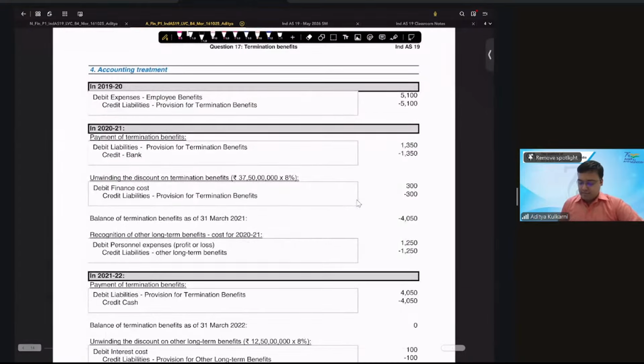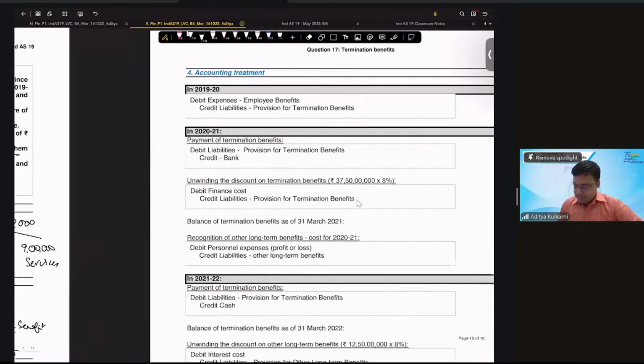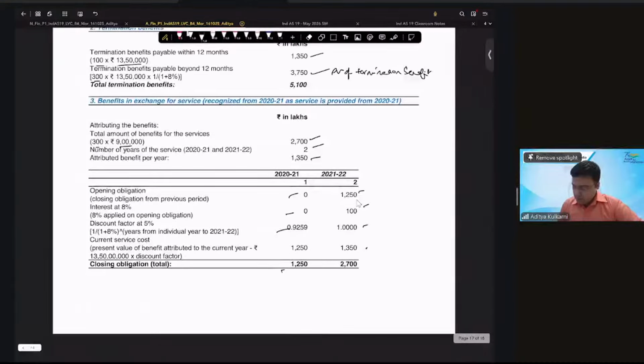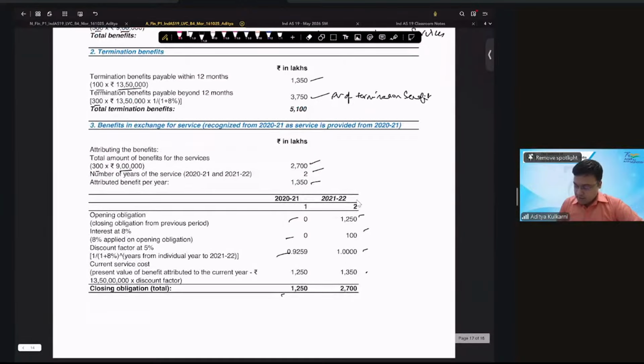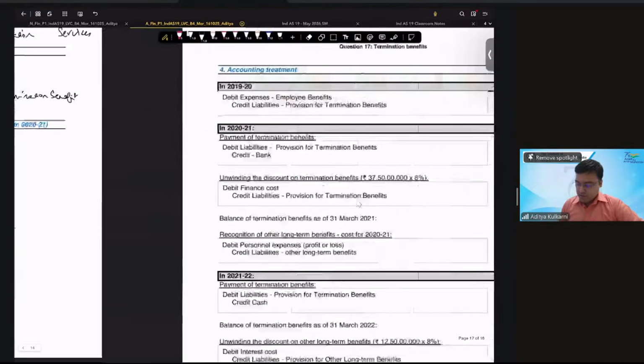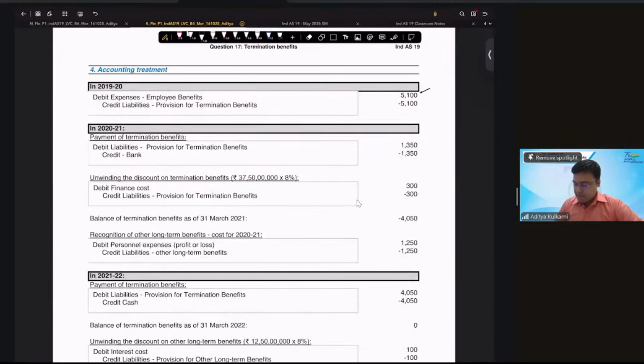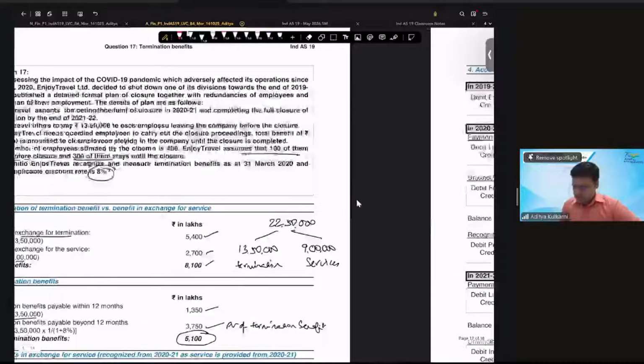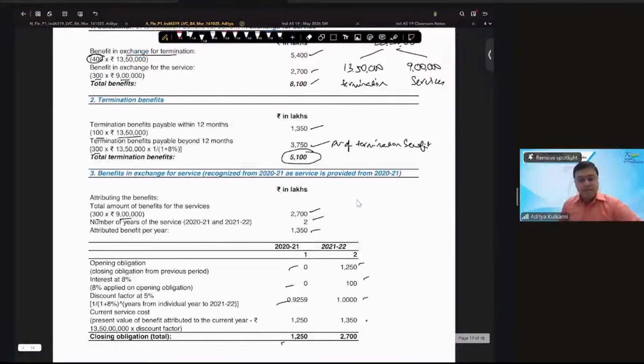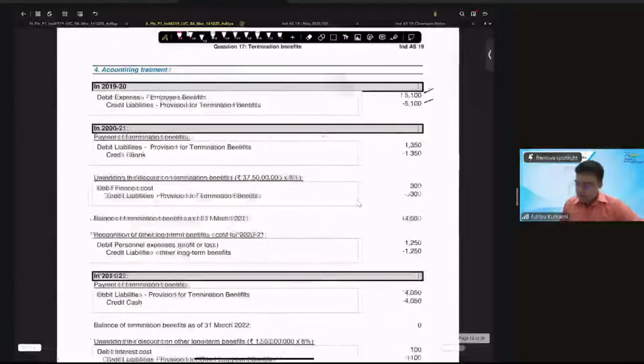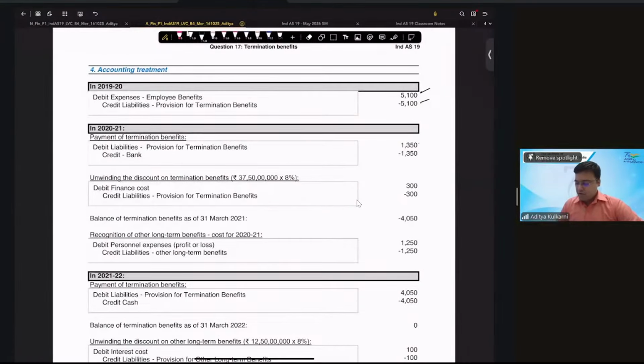So first thing, in 19-20, what am I going to recognize? 51.00 will be your expenses to be booked. Employee benefits expenses to provision for termination benefits, 51 crores. This is after discounting. Out of 51 crore, how much I will pay immediately? 13.5. Provision for termination benefits debit to bank, 13.5.